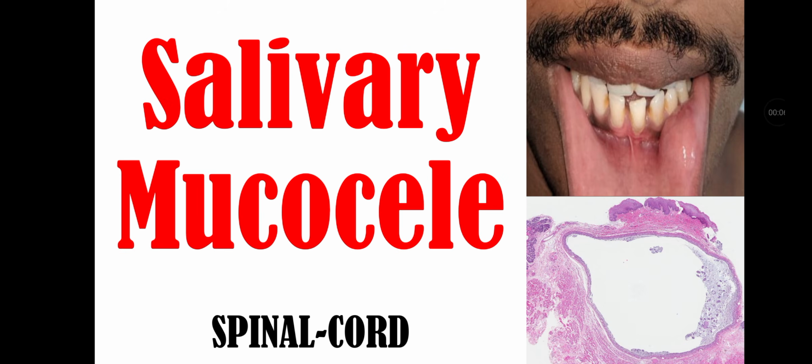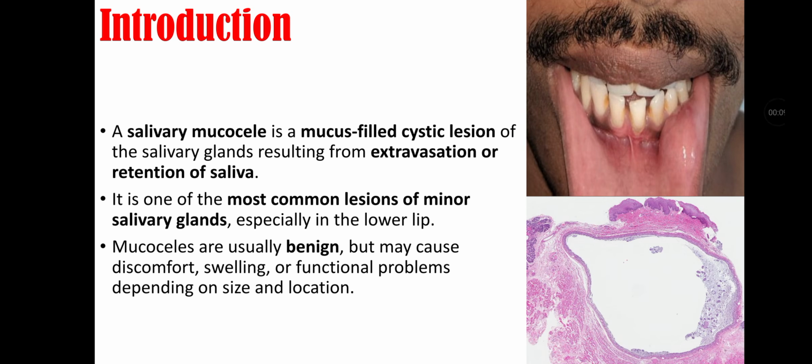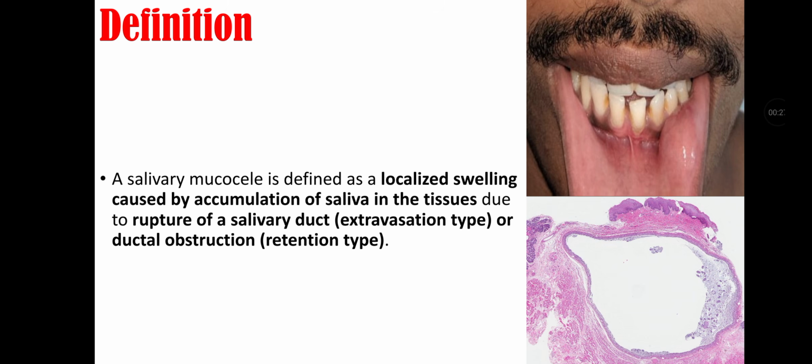So let's start our topic with introduction. A salivary mucocele is a mucus-filled cystic lesion of salivary gland resulting from extravasation or retention of saliva. It is one of the most common lesions of minor salivary glands, especially in the lower lip. Mucoceles are usually benign but may cause discomfort, swelling, or functional problems depending on size and location.